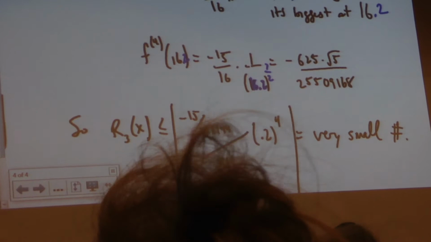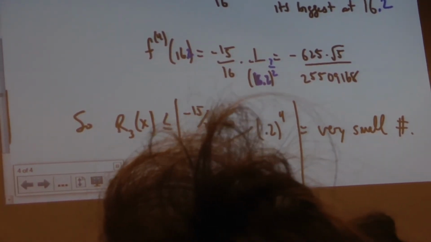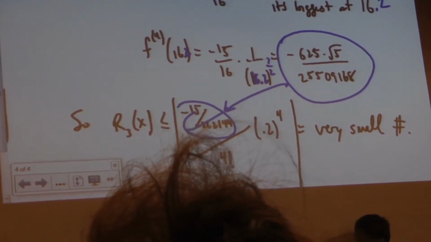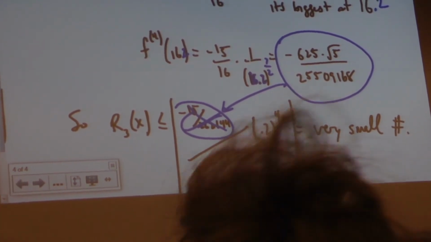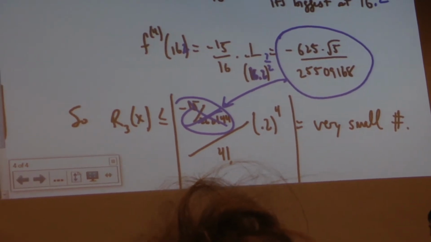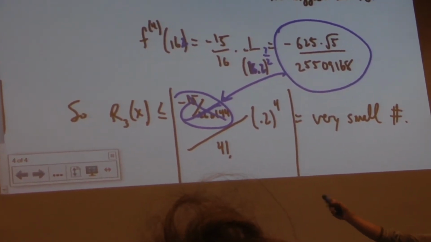255,09168. All right, it's that. And so this should go here. We have the bound, okay? Yes. Could we just leave it in the form of negative 15 or 16? You could leave it in this form, I would be okay with that.